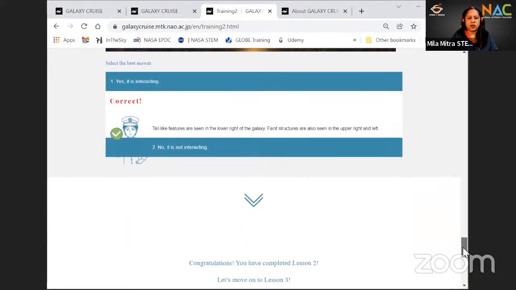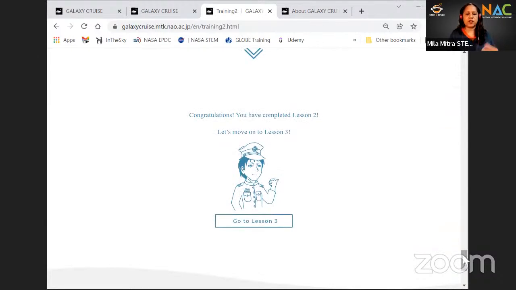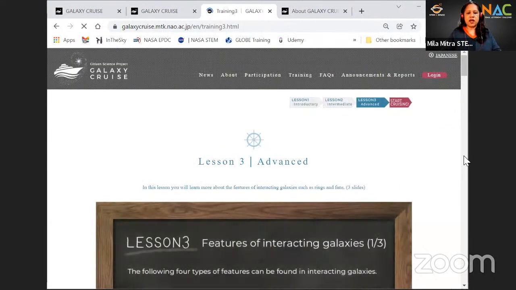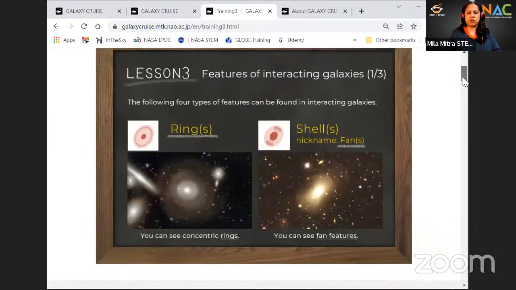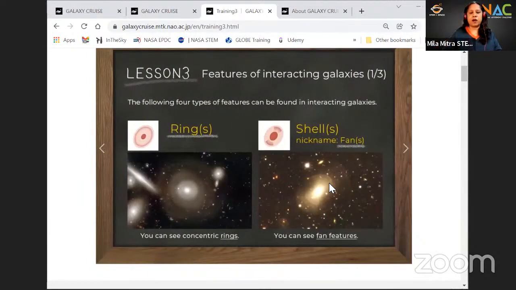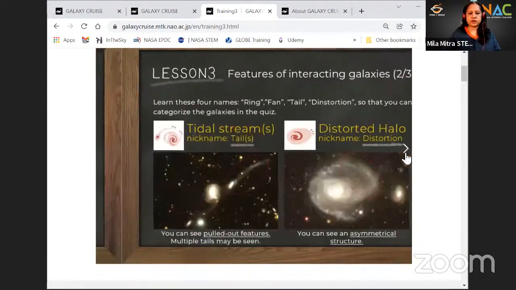So we are done with lesson 1 and 2. The final lesson is the advanced. In that one, you have to figure out what kind of interaction, and that's a little more difficult to do. The type of structures you're looking for are ring structures. Then there's a shell or a fan. What I think of as a shell or a fan is an incomplete ring, like a fan above your head. It's part of a ring.